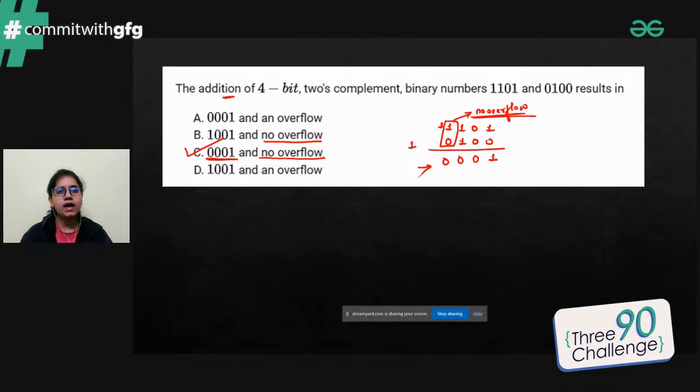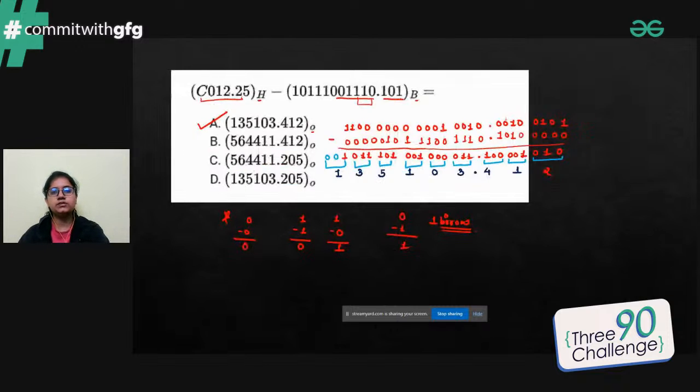Earlier I took some time to explain, that's why it got so long, but you can see here in seconds we just marked the answer. So you should know the trick. Option C is correct. Have you got why option C is correct, why A is not correct, how it can be an overflow? See, I mentioned the steps.